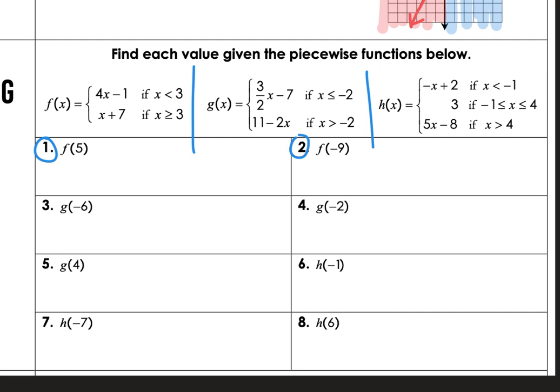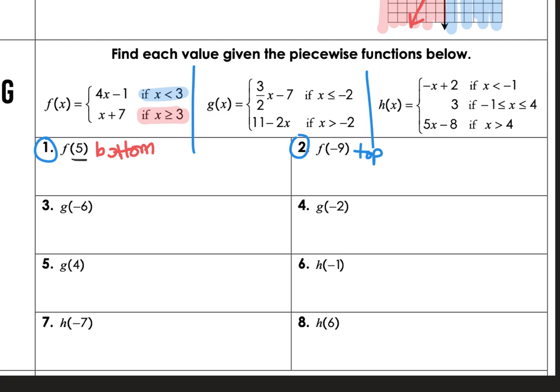So we're always going to start by looking at our domain first. So I notice that my domain is split into 2 pieces. I have parts where x is less than 3, and parts where x is greater than or equal to 3. So the first thing we have to do is decide, is this input that I have been given, is that in the top or the bottom domain? So 5 is going to be greater than or equal to 3, which means 5 is going to belong to the bottom function. If we look at this other value, the other one is going to be at -9. So notice I'm doing 1 and 2 at the same time. -9 is less than 3. So -9 is going to be part of the top function for question F.